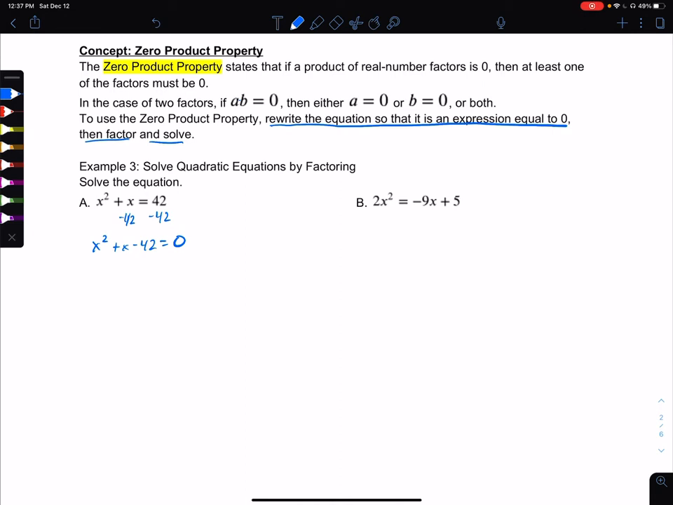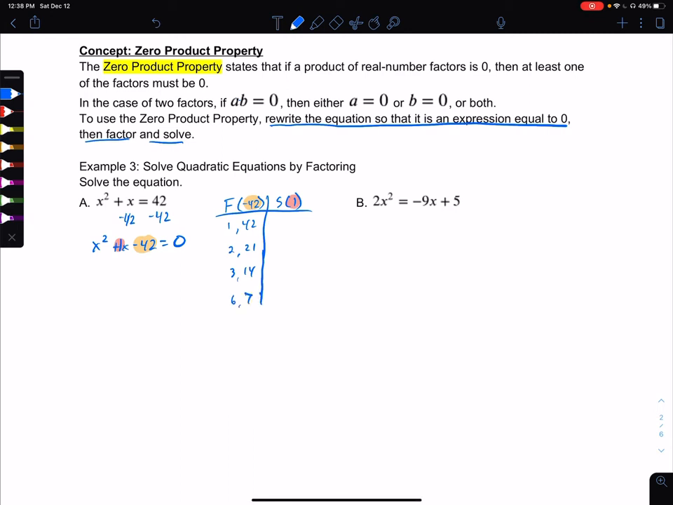From here, I'm then going to use my factor sum chart. So factors of negative 42 that have a sum of a positive 1. So remember there is a 1 here. So we're looking for factors of negative 42 that have a sum of 1. Listing the factors, we have 1 and 42, 2 and 21, 3 and 14. Again, as you get better at this, you might start to learn which numbers work a little bit better than others. And we have 6 and 7.